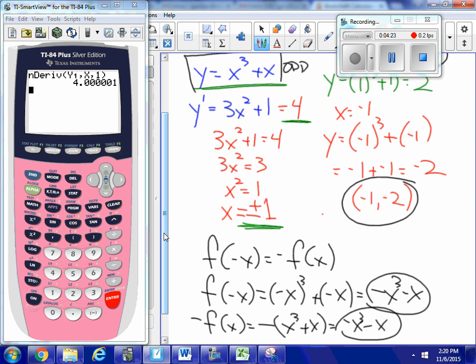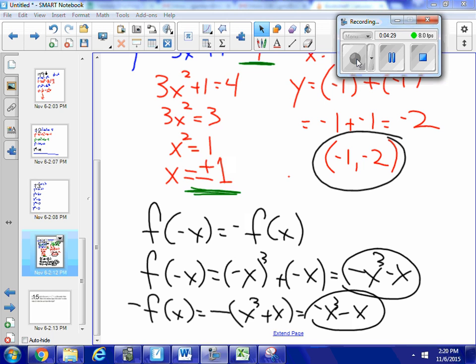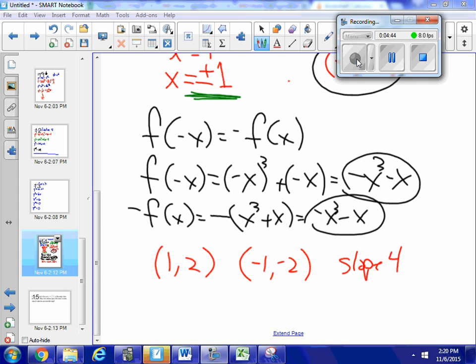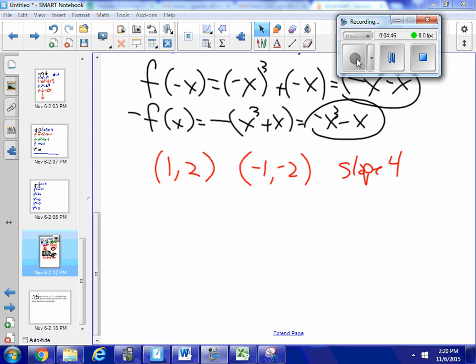So if I go back to my problem here, I have one point at the point 1, 2, and I have another point at the point negative 1, negative 2. I have a slope of 4 at those points. So to calculate the equation of the tangent line, I'll use point slope form. So y minus y1, y minus 2 is equal to 4 times x minus 1. So I have y minus 2 is equal to 4x minus 4.